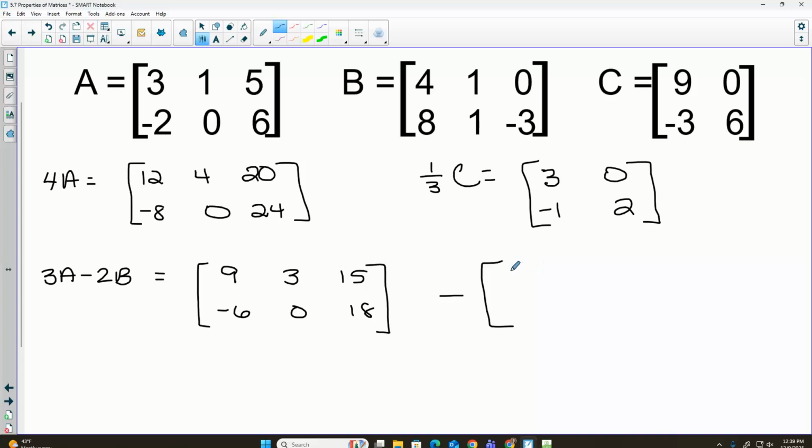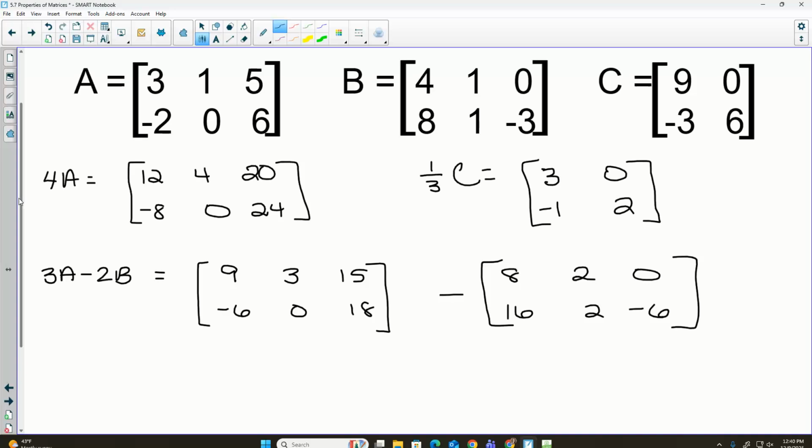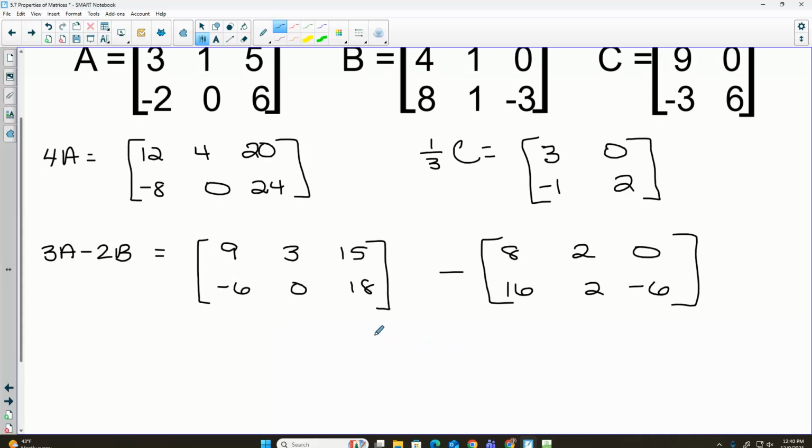Minus, what's 2B going to give me? 8, 2, 0, 16, 2, 8. So we did the 3A, we did the 2B.